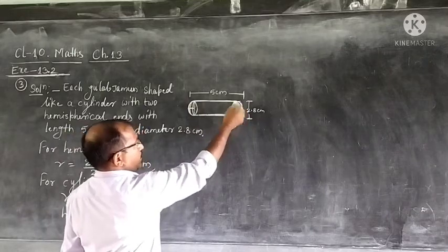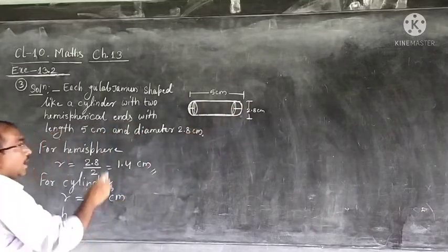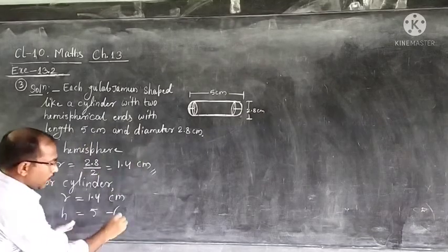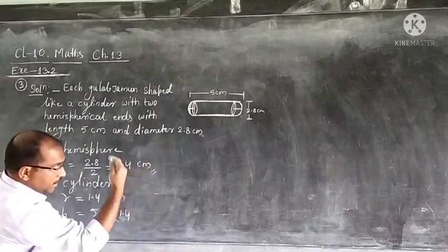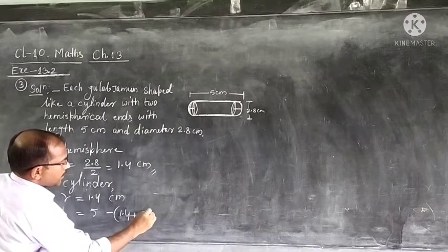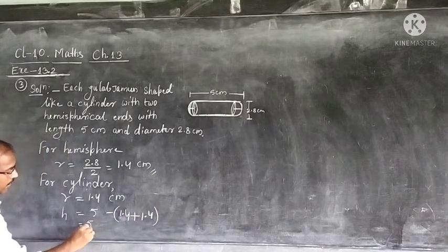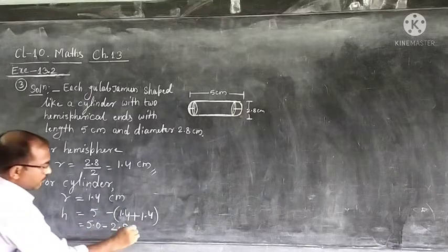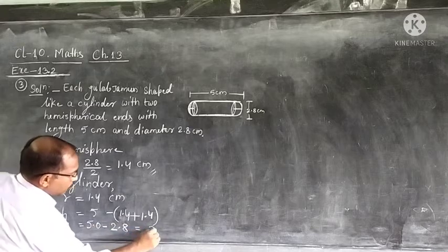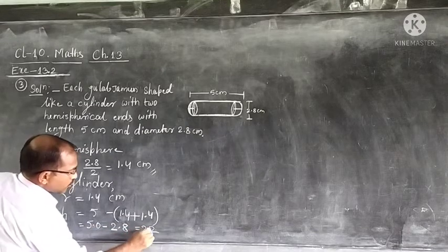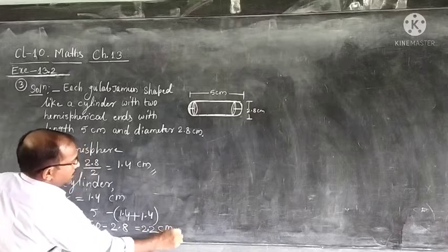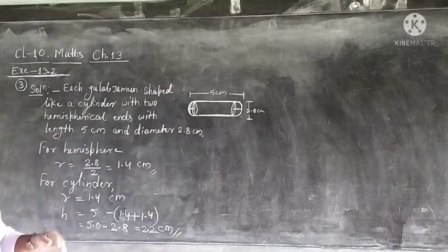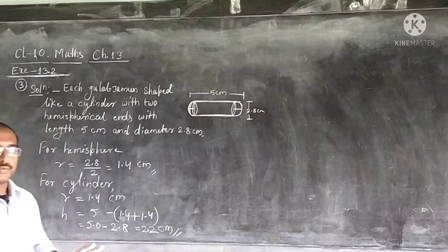Here also this will be the radius of the hemispherical portion, 1.4, diameter is 2.8 and total length is 5. So, 5 minus from one end 1.4 centimeter less, from another end also 1.4 centimeter less. We can put here 5.0 minus 2.8, 1.4 plus 1.4. We will find 10 minus 8, 2, 4 minus 2, 2. So, 2.2 centimeter is the height of cylindrical portion, radius is 1.4, hemisphere radius is also 1.4.